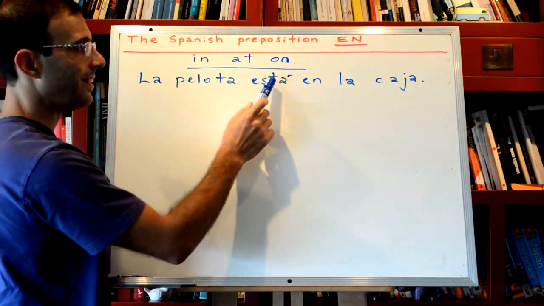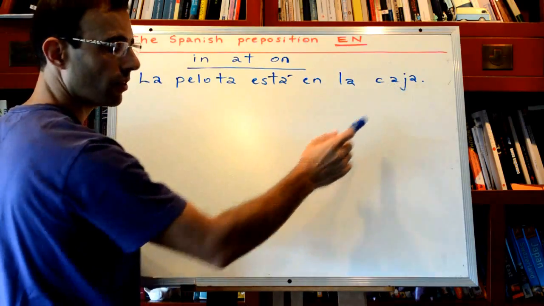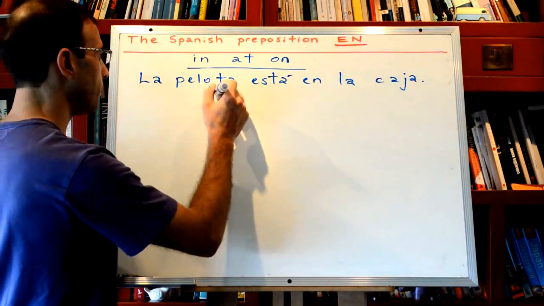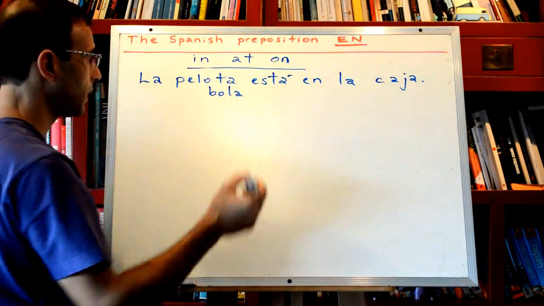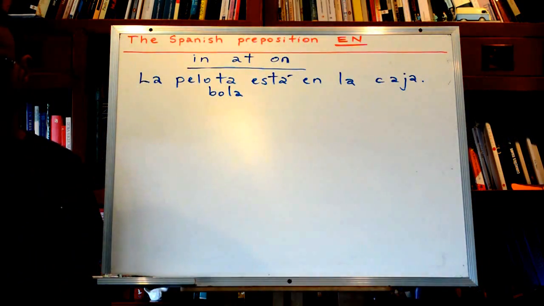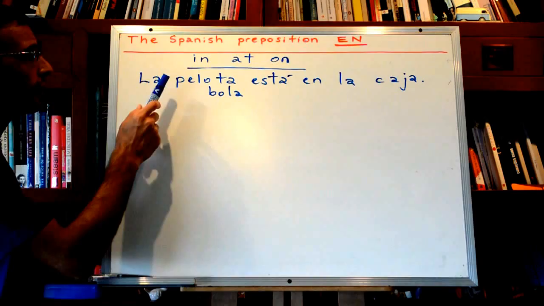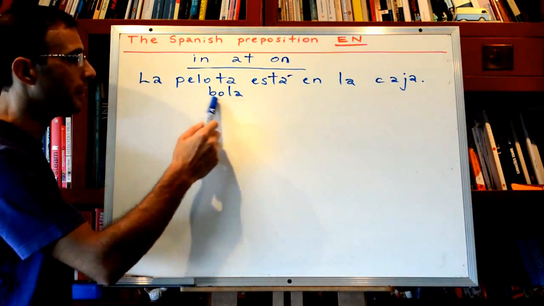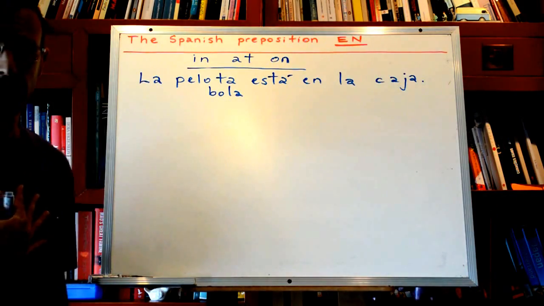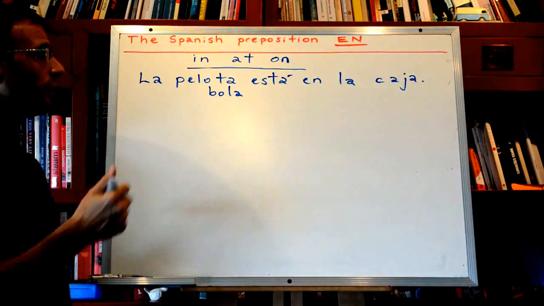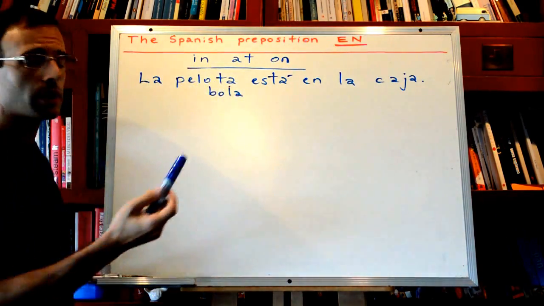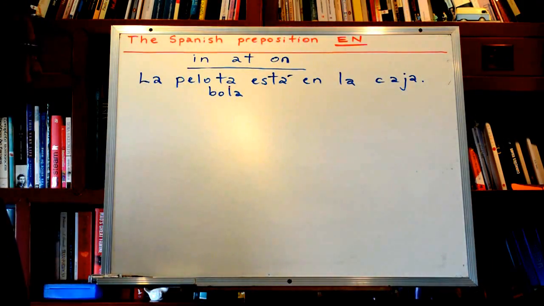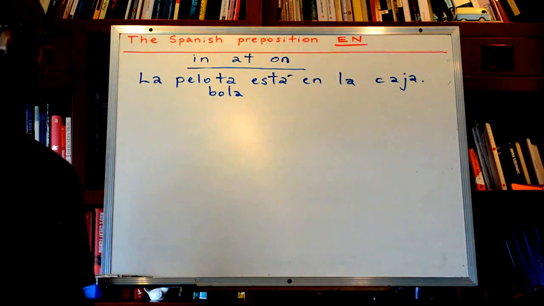The ball is in the box. Caja is box. Another word for pelota is bola. Okay, bola. Some Spanish-speaking countries prefer to use the word pelota more, and some others use the word bola. Okay, in my country, we use the word pelota, but both words are synonyms. Okay, pelota or bola. Okay, now let's say this is on the internet.